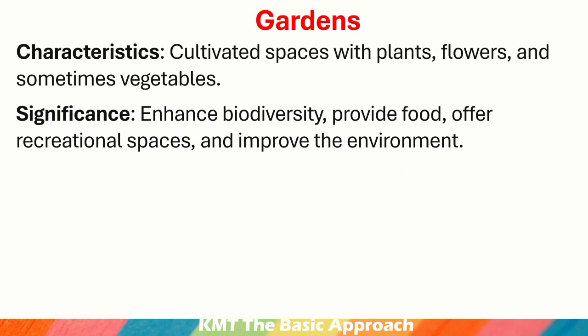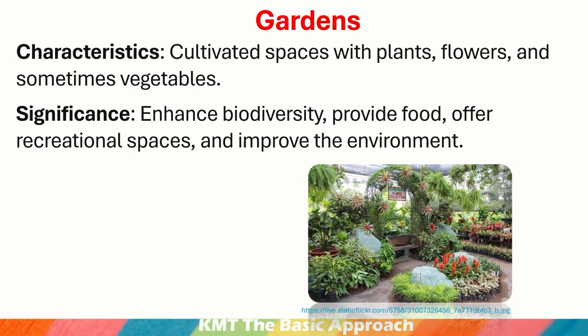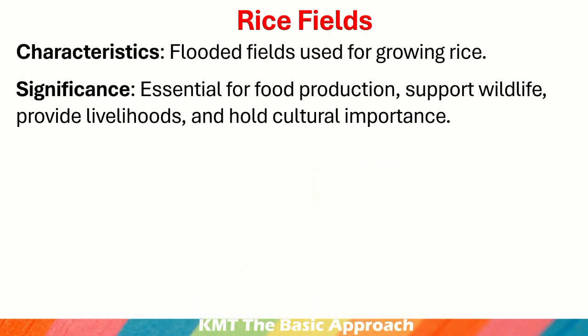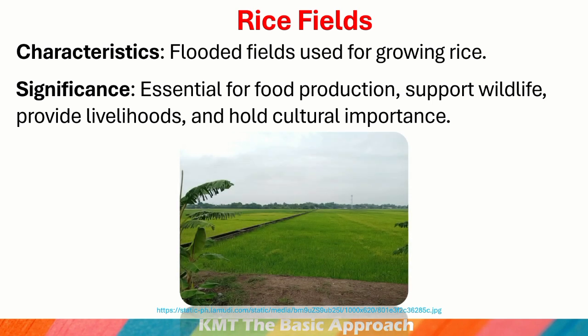Gardens. Characteristics. Cultivated spaces with plants, flowers, and sometimes vegetables. Significance: enhance biodiversity, provide food, offer recreational spaces, and improve the environment. Rice fields. Characteristics: flooded fields used for growing rice. Significance: essential for food production, support wildlife, provide livelihoods, and hold cultural importance.